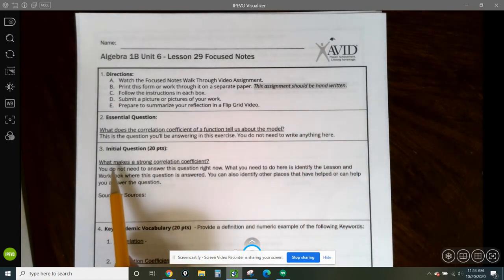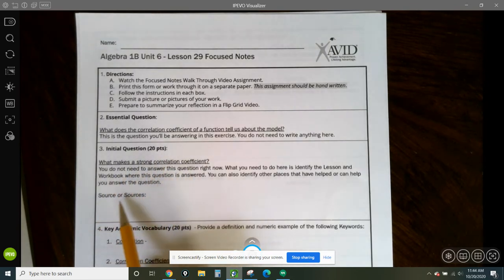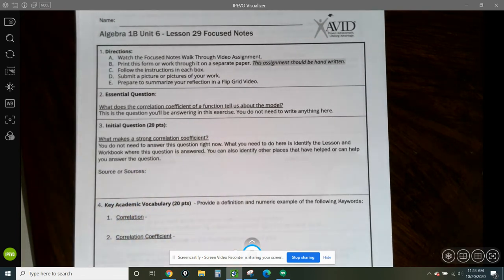So the next question: what makes a strong correlation coefficient? A little bit more specific of a question. Again, we're not going to answer it right now, but we're going to list some sources. Where could we find information about correlation coefficient?